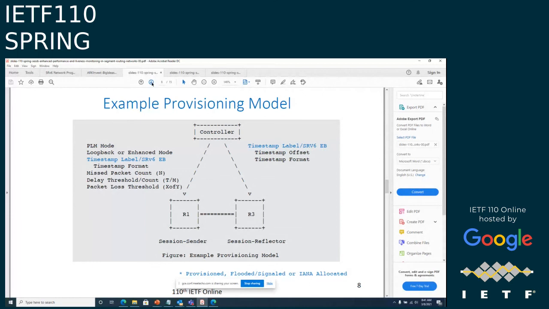So a similar provisioning model as SRPM, defining which loopback mode, what timestamp label to use to enable the network programming, packet format, and various thresholds for the metrics. And next slide, please.